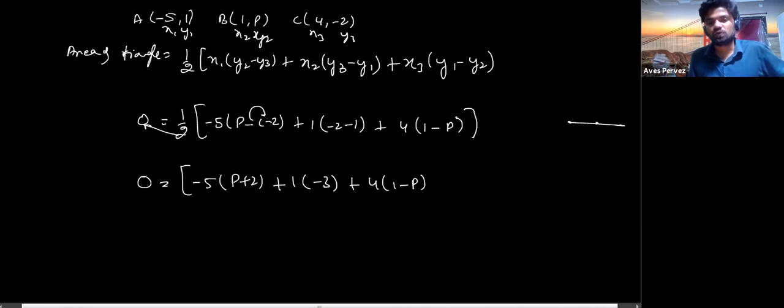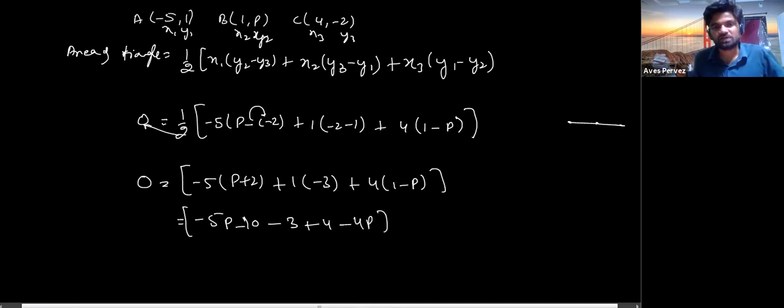Okay, so when you open the bracket, you will get minus 5 p minus 10, then minus 3, then plus 4, and then minus 4p. Okay, and then you will write here 4p, and this one you will get minus of 9p. Okay, and here you will get what? Minus 13 and plus 4, you will get minus of 9 is equal to 0.